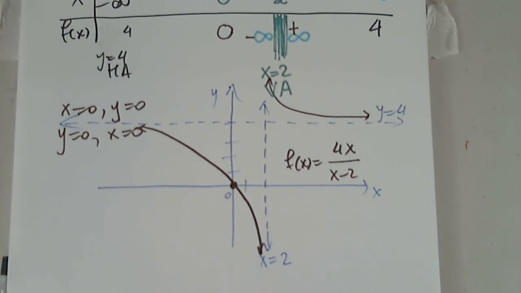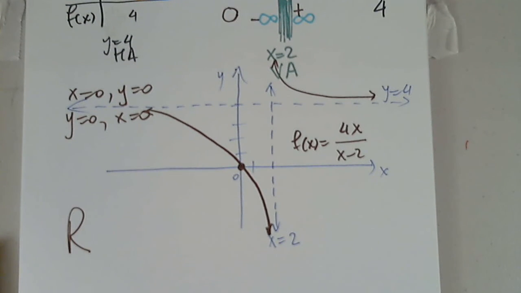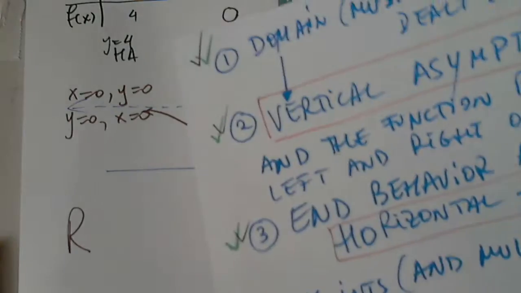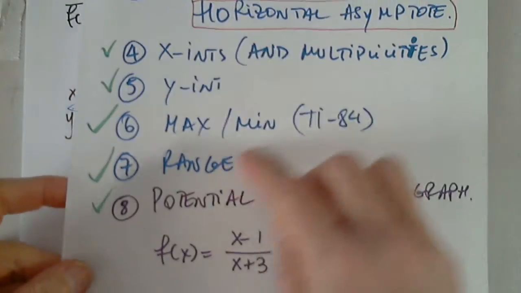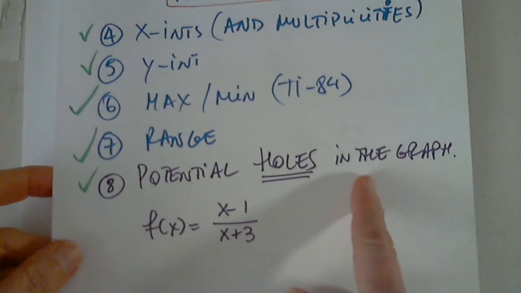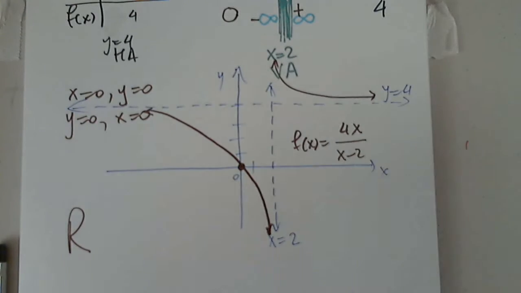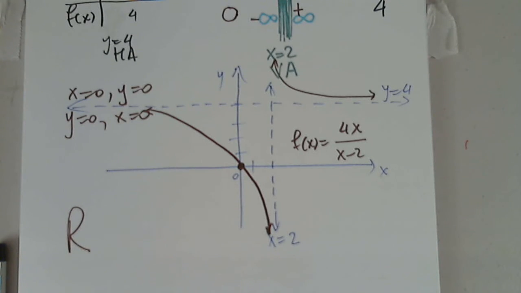What about the range now? Can anyone give us the range of this function? So the x and y intercept, there are no max min, the range, and no potential holes. Everything was done. I don't want you to spend more than tops 3 to 5 minutes on this type of problem.